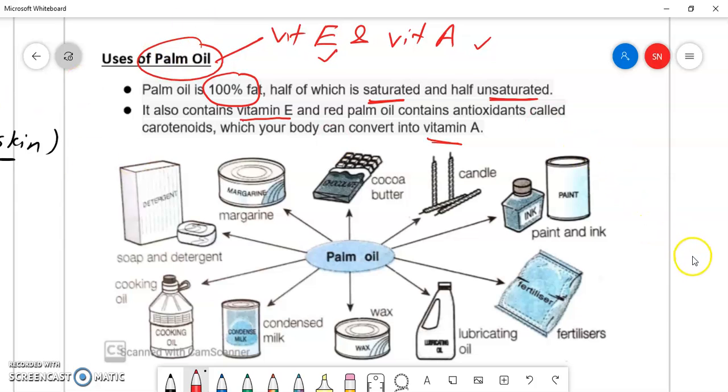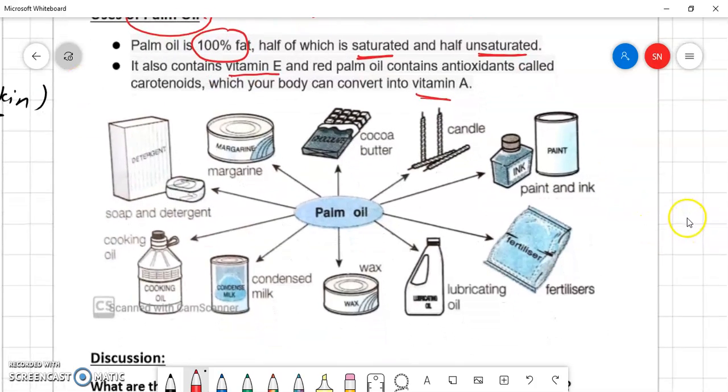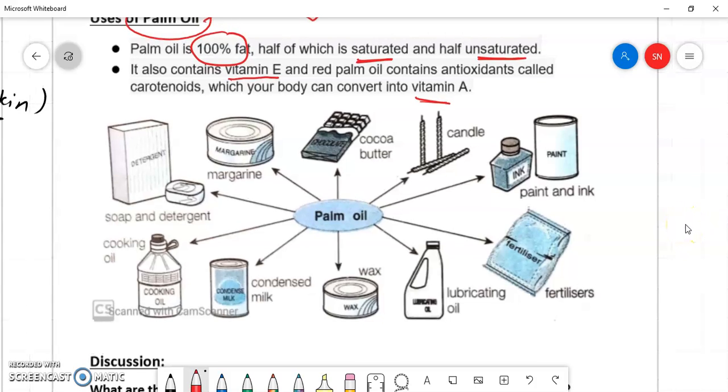Okay, then we're going to look at a few uses of oil palm. So this one I think you can go through yourself. Okay, oil palm is basically used to make soap, detergent, margarine, chocolates, candles, ink, paint, fertilizers, lubricating oil. There are a lot of functions of oil palm, including a popular one, cooking oil. Okay, our cooking oil normally is palm oil. All right, but it's refined.